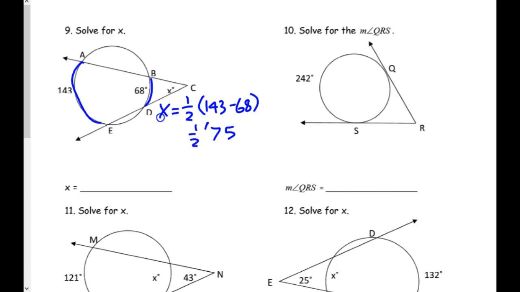So what is 1/2 of 75? That's the question. And we should get 37.5 degrees.